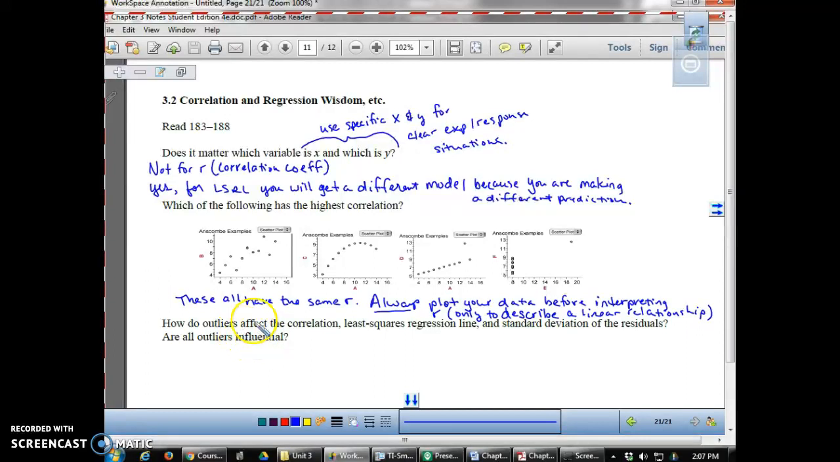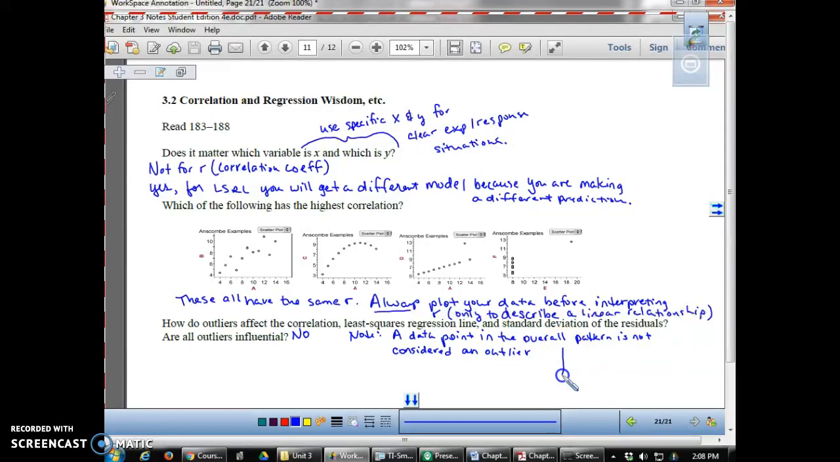Okay, so how do outliers affect correlation, the least squares regression line, and the standard deviation of the residuals? And are all outliers influential? No. Some are not. Some do not impact the model that much. And I'm going to point out, I have a little note over here on the side: a data point in the overall pattern is not considered an outlier.